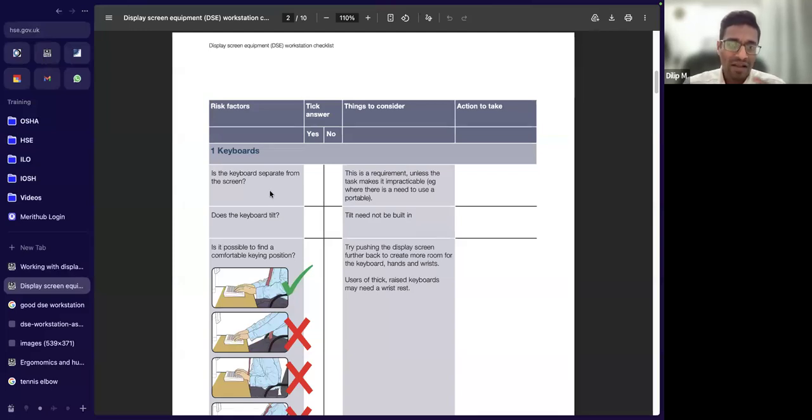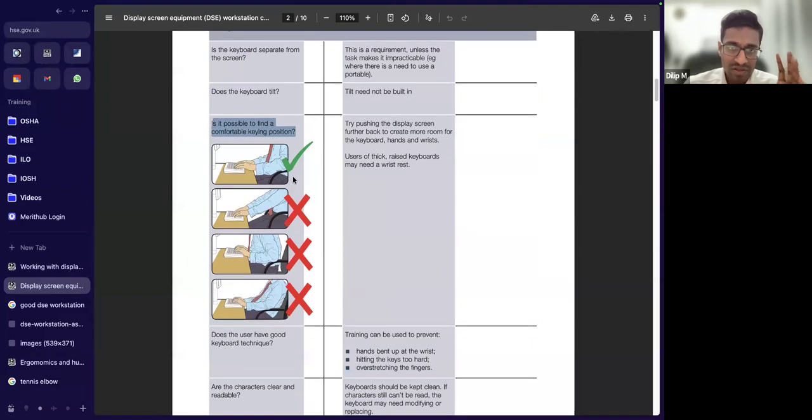workstation assessment. So you check whether the keyboard is separate from the screen. Does the keyboard tilt? Is it possible to find a comfortable keying position? The visual representation explains more. You can clearly see the first image, which is the correct, comfortable keyboard position, compared to the second, third, and fourth images. There should be some space in front of the keyboard to rest your wrist.